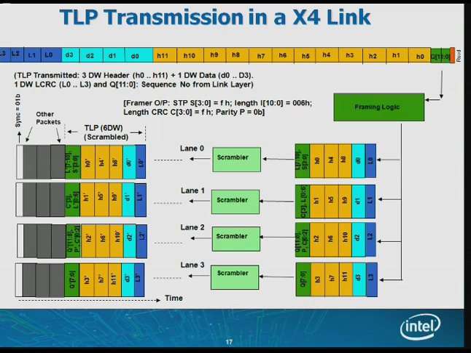So now let's put this whole thing in perspective. Let's show the example of the transaction layer packet. A transaction layer packet consists of the header information, the data and link level CRC, and also a sequence number that is generated by the link layer. That goes into some sort of framing logic.